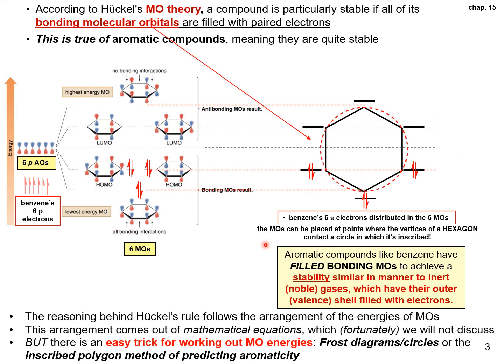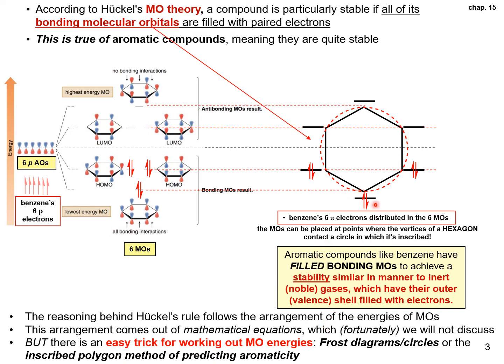Molecular orbitals can be placed at points where the vertices of a hexagon contact a circle in which it is inscribed, and you'll notice that with the 6-membered ring of benzene, if you draw it in such a way that one of the vertices is pointing down, it hits the edges of the circle right at the positions of the energy levels of the molecular orbitals that you would get from the mathematical calculations. So you don't have to actually work out the mathematics in order to come up with an energy level diagram like this, a molecular orbital energy diagram.